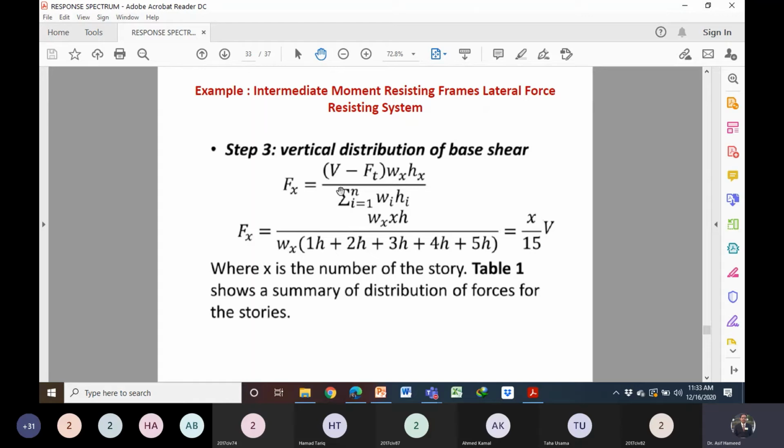In the numerator, V minus Ft. Ft is 0. So here again, it's a typing mistake. You have to add V here. Okay, please add V here.